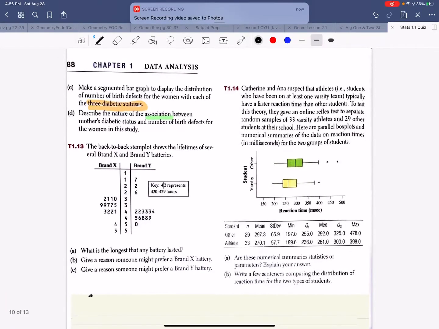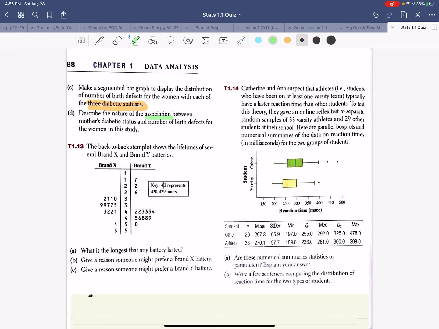Again, you should be familiar with two of the four and be ready to answer those questions, the same or similar questions with the numbers changed and the context changed slightly. Okay, so our question 1.13 says a back-to-back. We've not done this in class, but a lot of people looked at this thing.